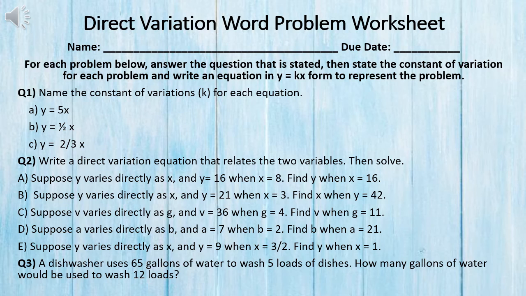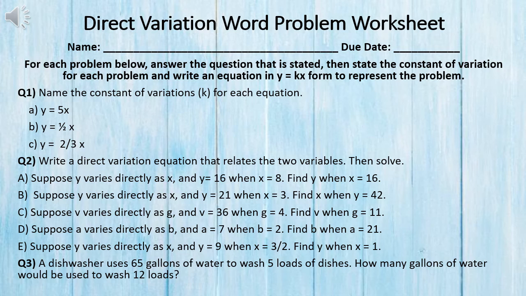For each problem below, answer the question that is stated, then state the constant of variation for each problem and write an equation in y is equal to kx form to represent the problem. Question 1 is name the constant of variation for each question. So here in A, B and C you just need to write what is the value of k. Okay, now move on to the next question. Write a direct variation equation that relates the two variables. Then solve.